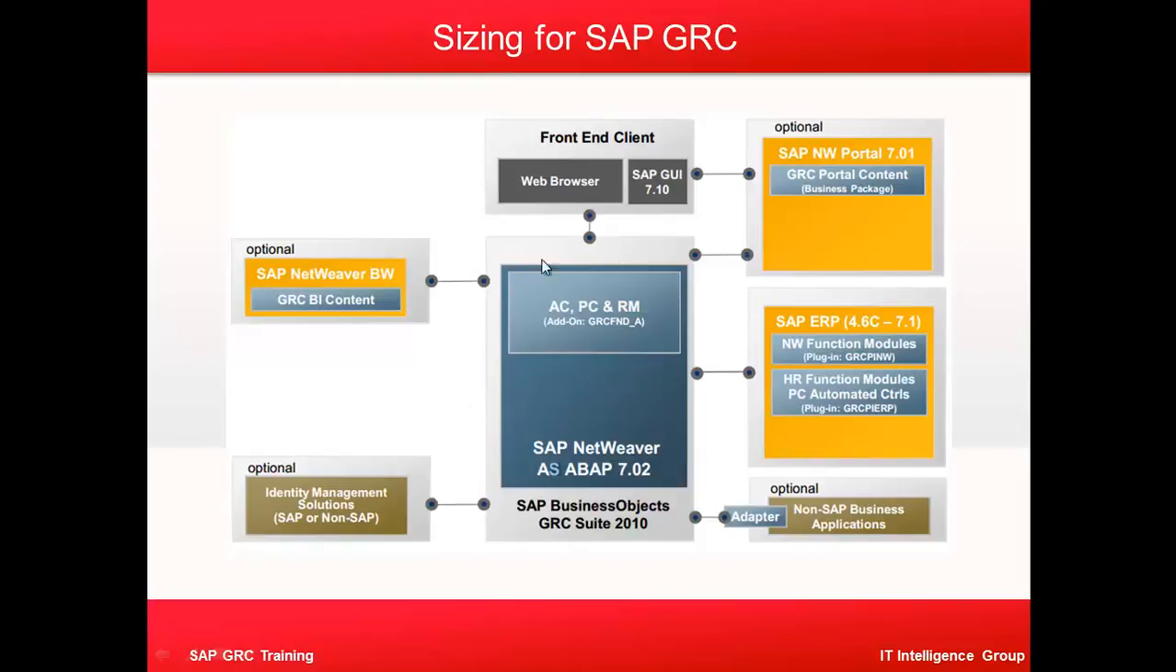So you have NetWeaver 7.0 EHP2. These are the components: Access Control, Process Control, Risk Management, and you have the different RTAs. Plugins are here, and these are the end users who are accessing. So this is the architecture that we are going to size.